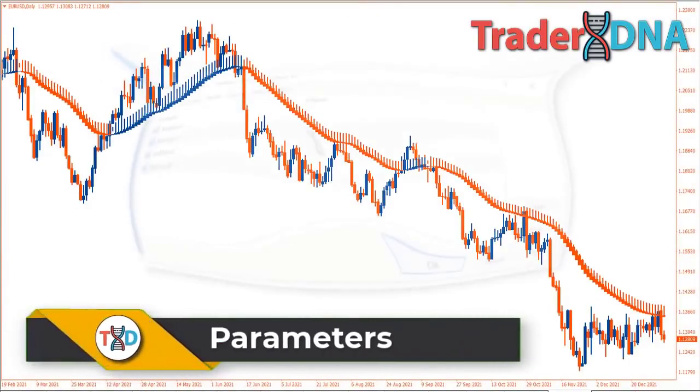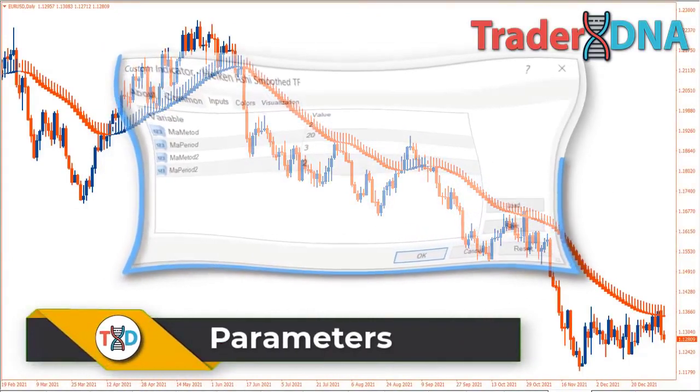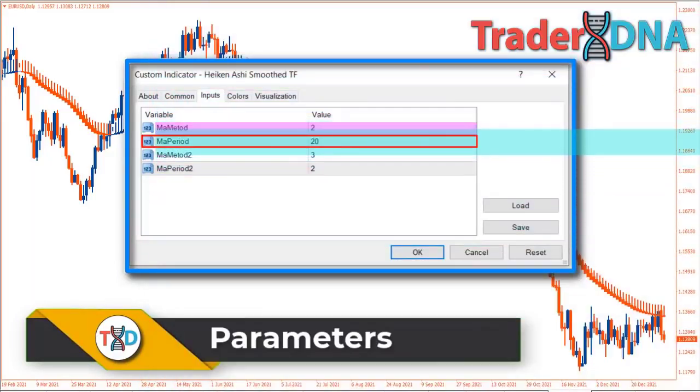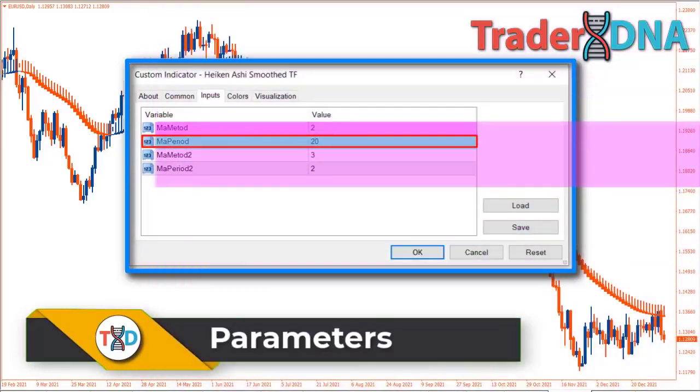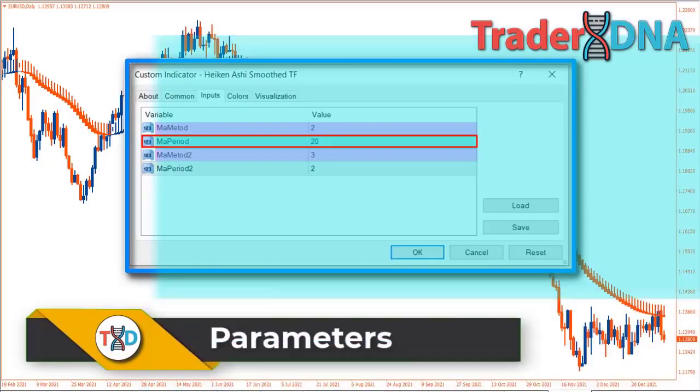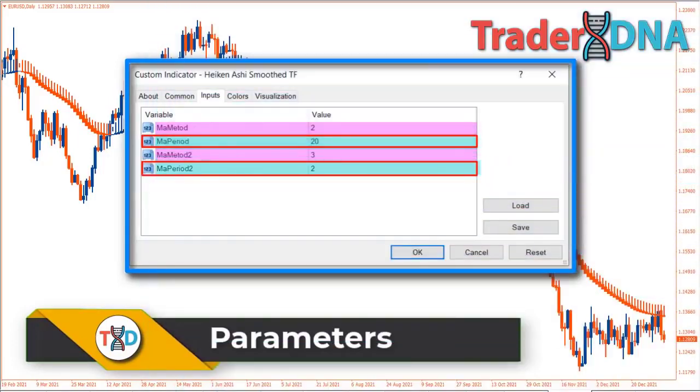Parameters. The settings for the smoothed Heiken Ashi indicator are very simple. You can set the values of the two moving averages that are used. The moving average method means the type of moving average you want to use. Moving average method 1: choose the moving average type to use in the calculation. Period 1: the number of bars to use in the first moving average calculation. Moving average method 2: choose the moving average type to use in the calculation. Period 2: the number of bars to use in the second moving average calculation.